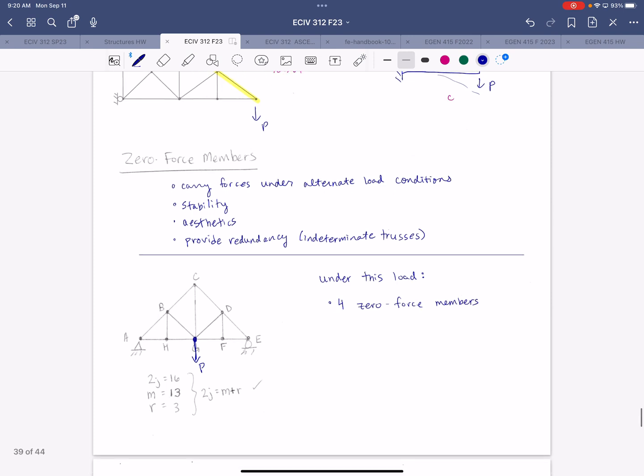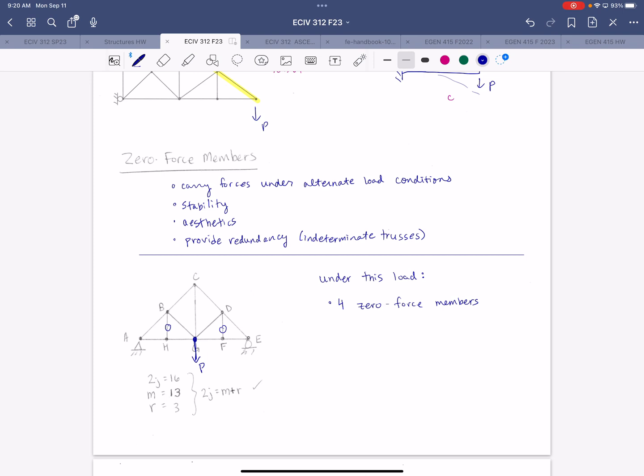All right, so would you like to tell us where you got some? HB, BG, GD, and DF. Right. Yeah, so we can readily identify HB and DF using the 3-member rule, right? I think it's the type 1 joint. So those are zero force members. That's right off the bat.